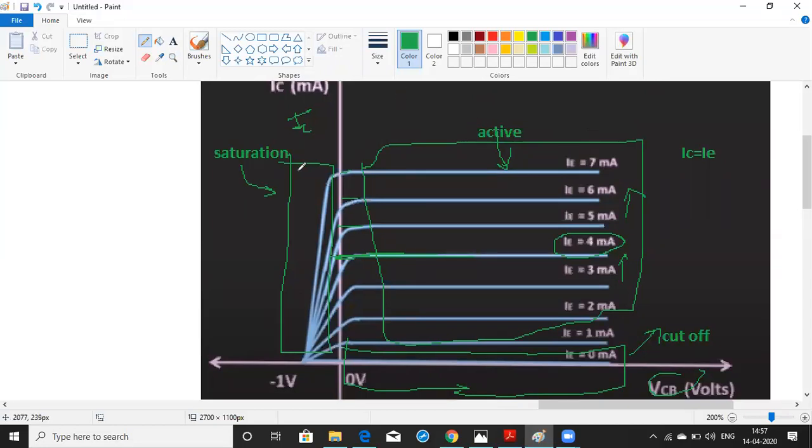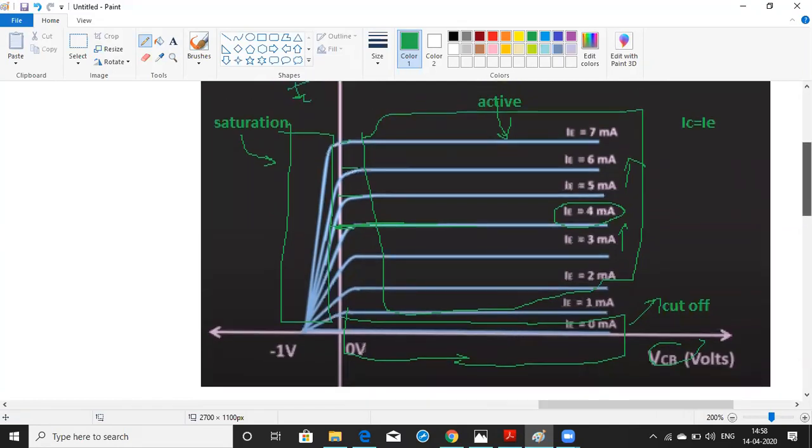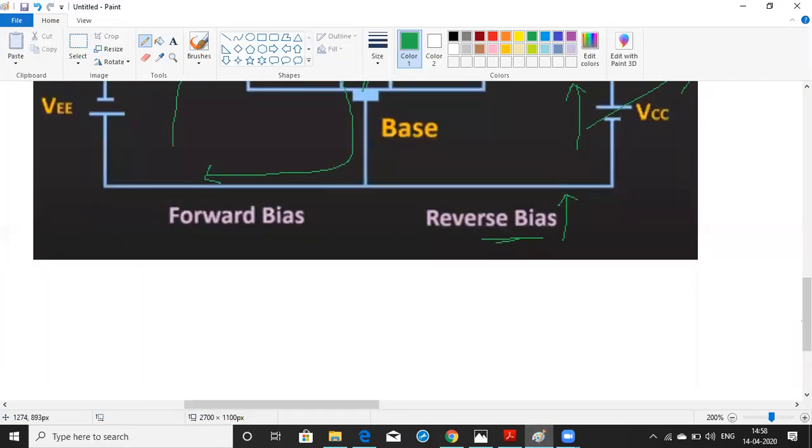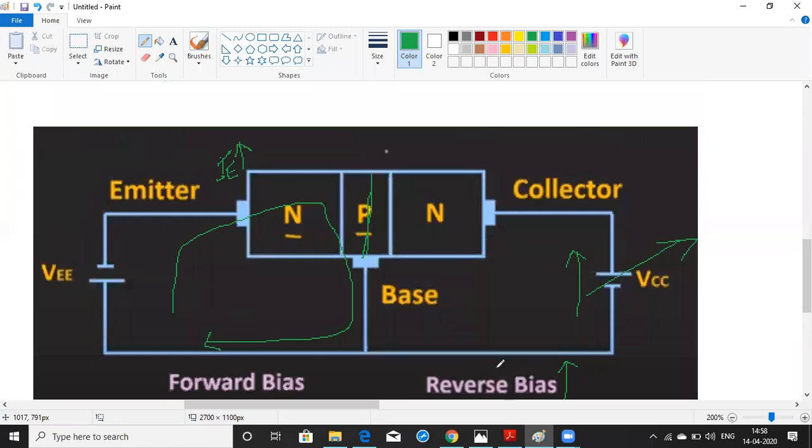What happens under the saturation region? Under the saturation region, both the emitter base junction and the collector base junction are forward biased. So when both are working under the forward bias condition, the collector current will drop. Now this is also forward bias, so at that time the collector current will start decreasing because it will not have that amount of current to flow.